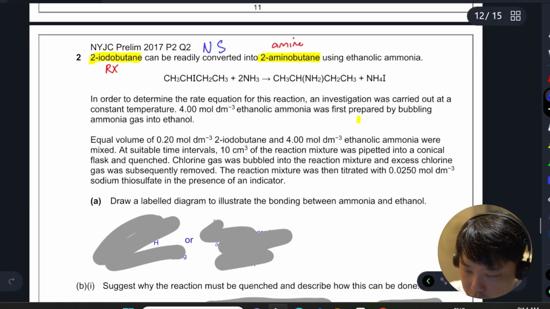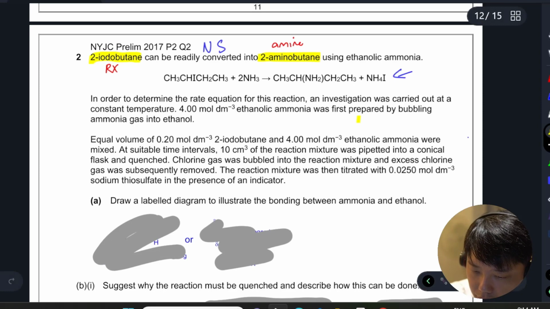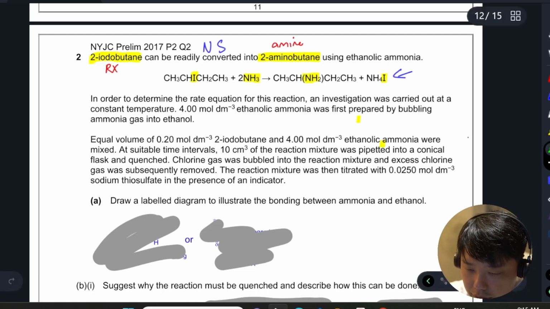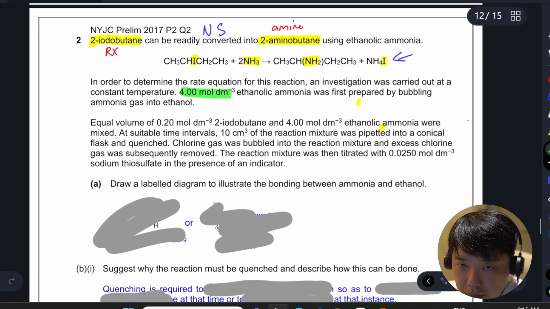Okay, so they have given us the equation right here. See that the iodine was substituted by NH2, right? NH2 substituted in, the iodine substituted out. So in order to determine this rate equation, you have a kinetic investigation. Okay, so they've given us some of the data. 4 moles per dm cube of this ammonia was first prepared. Okay, so this one is just for our information.